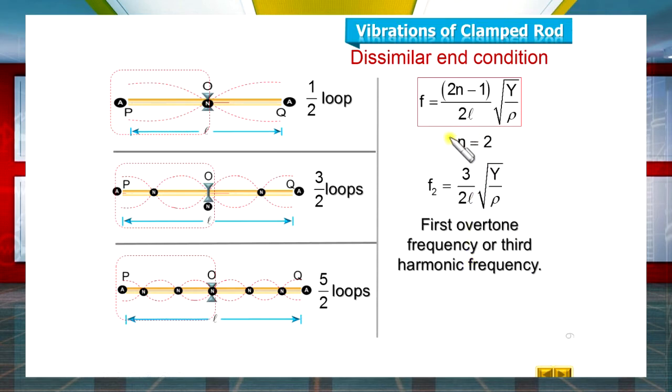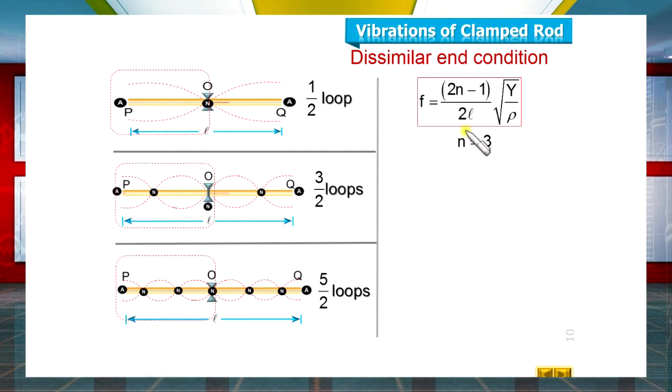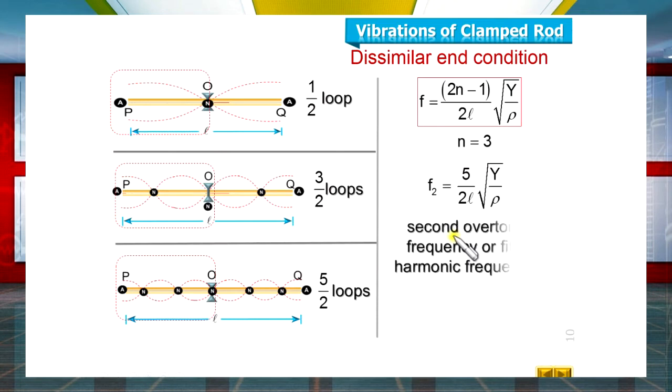In similar fashion, we can calculate the next frequency for n equal to 3. So let us substitute n equal to 3 in this equation. If we substitute n equal to 3, that is 2 times 3 minus 1, that is 5 divided by 2l multiplied by y divided by rho under root. And this is the second overtone frequency or fifth harmonic oscillation, right? So we can analyze any type of situation from the end condition criteria, right? This is an easier way to remember the frequencies and higher frequencies.